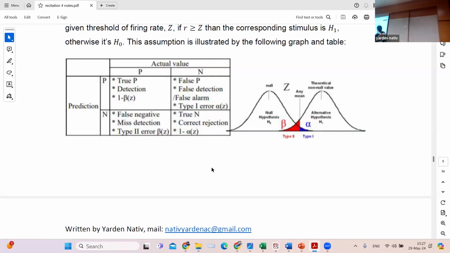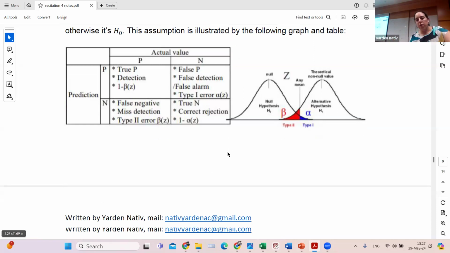Okay, so now what we want to do in the ROC is each time we will look only at the right side, and then we will calculate the relation between the H1 and the alpha errors. And the bigger the relation between them, the more discriminative these two distributions are. Okay, so let's see an example.